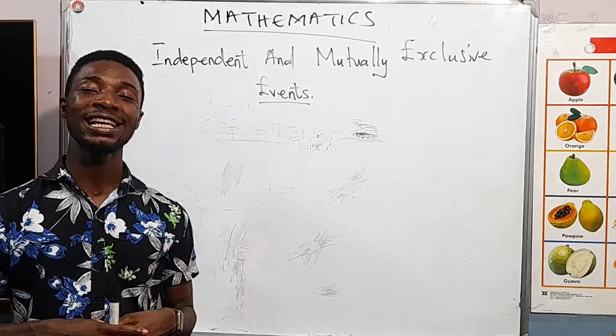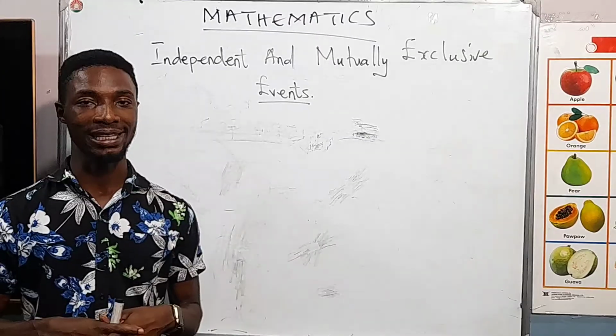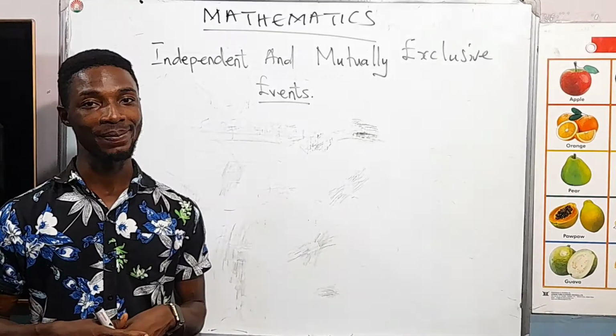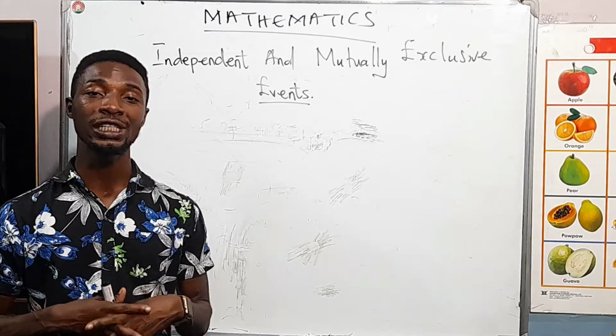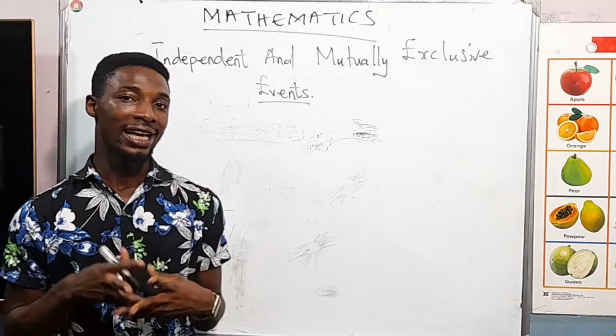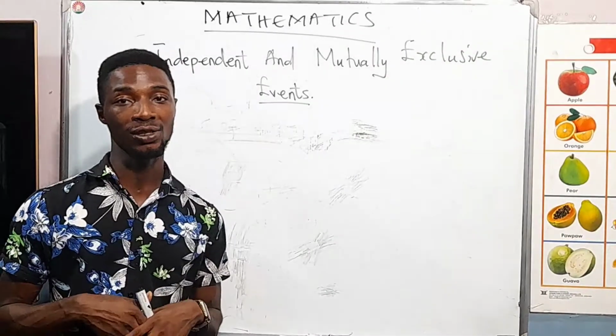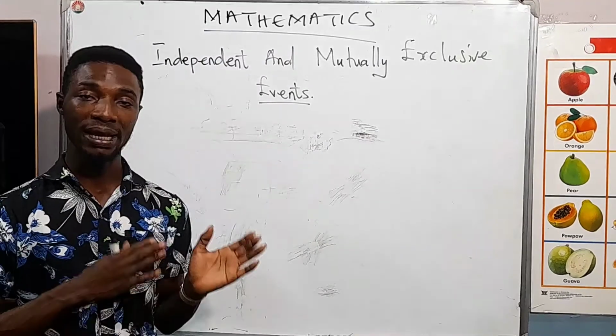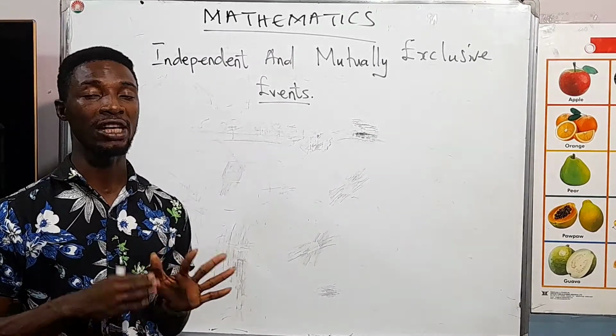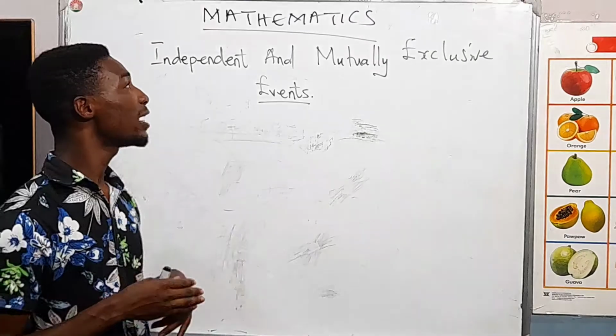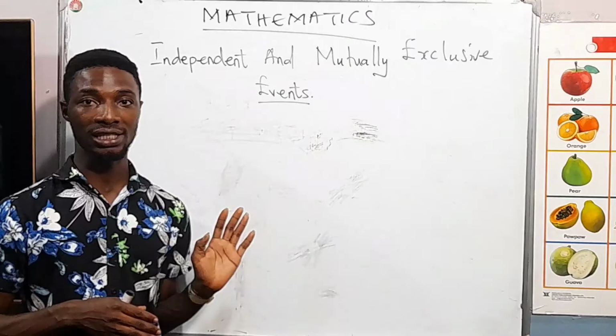We are going to have a lesson on grade 7 mathematics on probability, and this is the conclusion of probability. In this lesson, we are going to learn independent and mutually exclusive events. We have already learned the definitions of these terms.